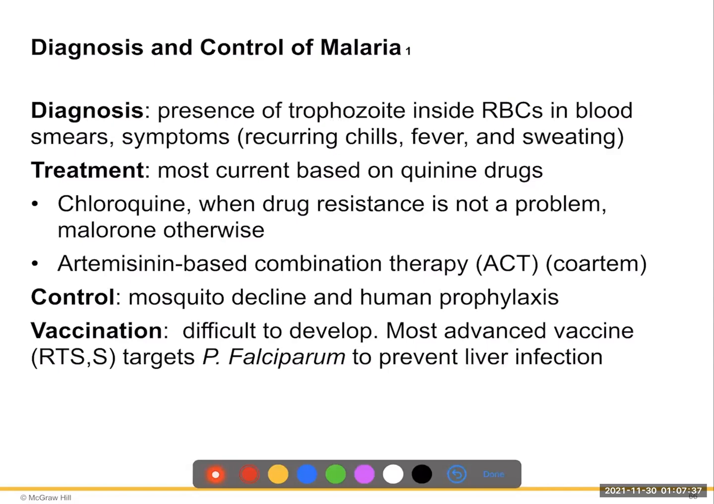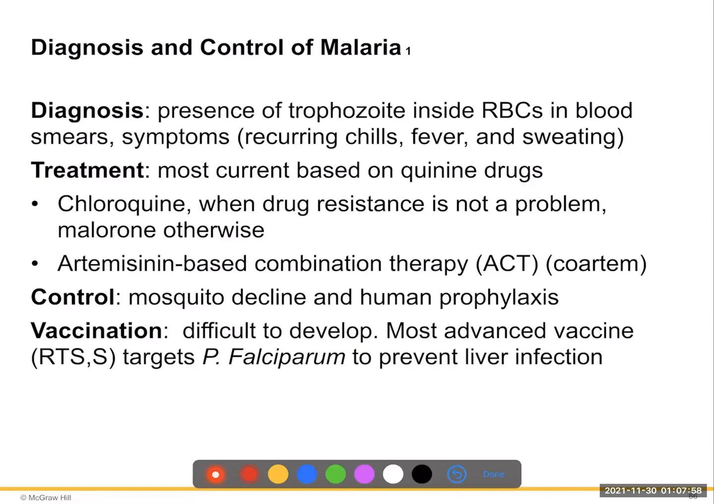Control: basically, how do we control this disease? We decrease the number of mosquitoes. And we give humans antibodies, so if they do get infected, they can start fighting the infection of this parasite faster. Vaccination is very difficult to develop.